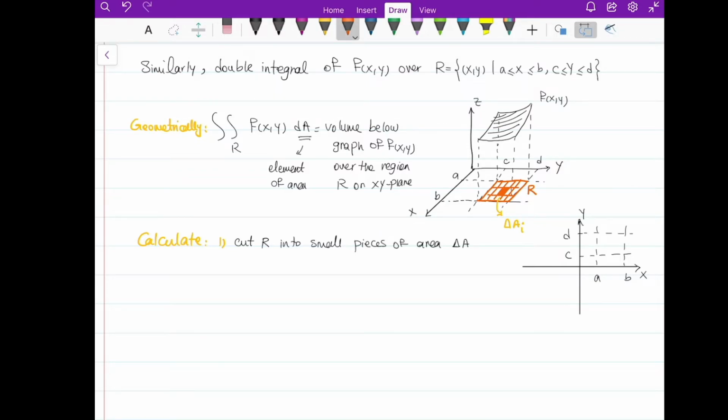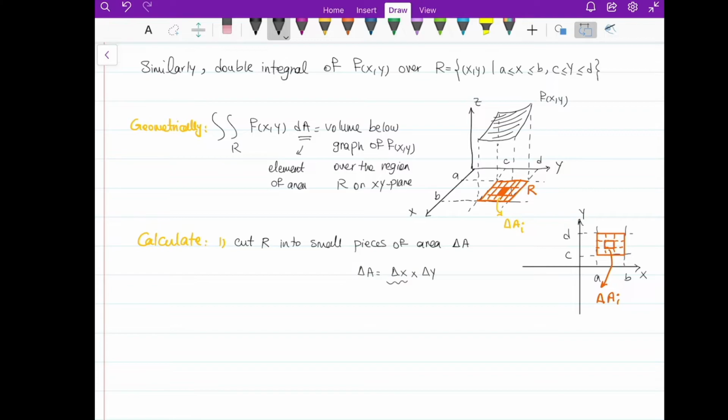Okay, so this is the region R, and we make the region R into small pieces, and each piece is called a delta A_i. Delta A is basically the area in here, which would be delta X times delta Y, right? Because that's the element of the area.